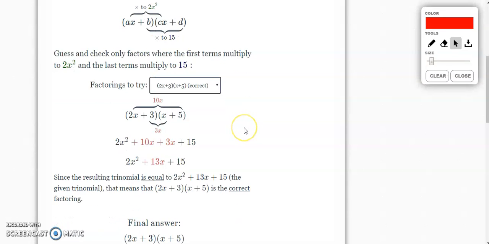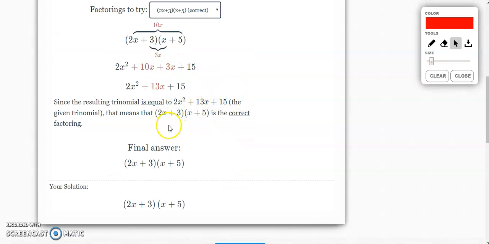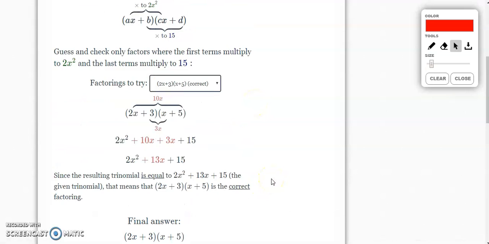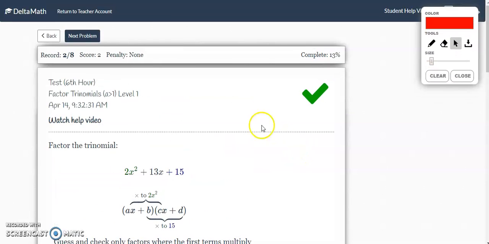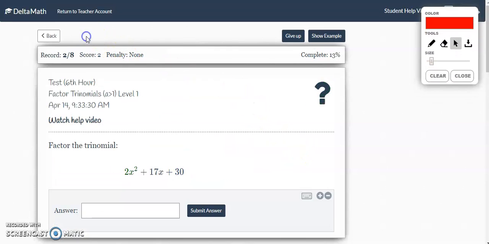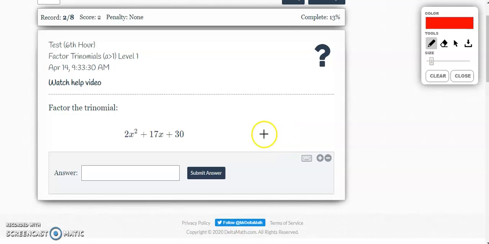All right, and then it talks you through a little bit of what we were trying to accomplish. It shows you the solution right down here. So keep that in mind. Use that as a resource if you need to. All right, let's go through one more problem here. So we'll take a look.